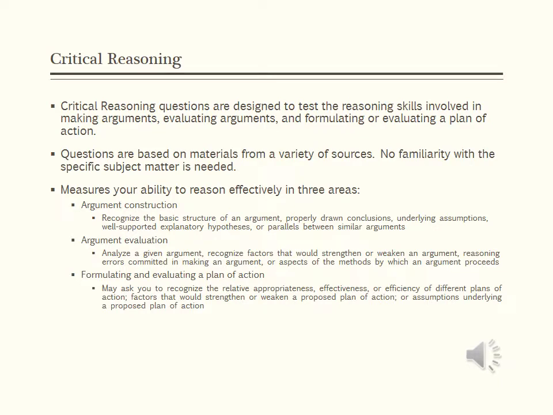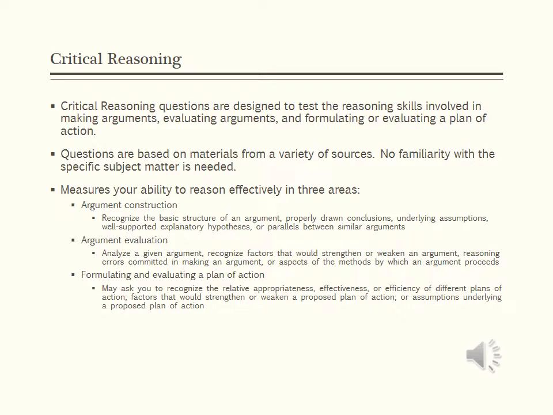Critical reasoning questions are designed to test the reasoning skills involved in making arguments, evaluating arguments, and formulating or evaluating a plan of action. These questions are based on materials from a variety of sources, but no familiarity with specific subject matter is needed. These questions measure your ability to reason effectively in three main areas.